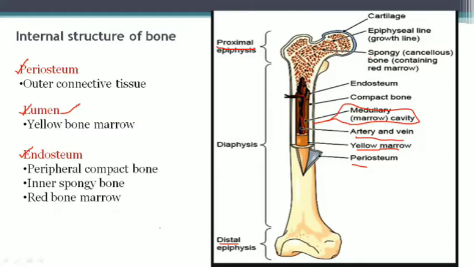You can see here the spongy bone, which has the red bone marrow. And this is compact bone, which is present all around the bone up to the shaft. Here is the spongy bone, so it has red bone marrow. You can see its structure has spaces among them, and these spaces are called trabecular cells.